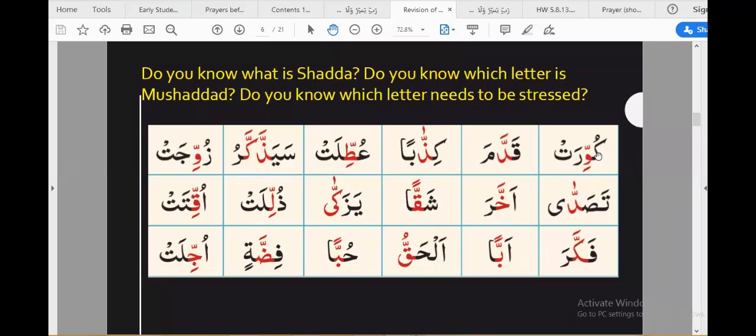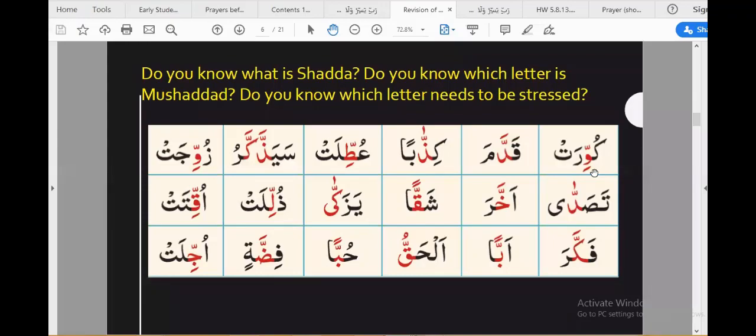So either kaf is mushaddad, is waw mushaddad, is ra mushaddad, or ta mushaddad. So there's four letters you can choose. Wow. Yes, excellent. Well done. Wow is the mushaddad letter. Can you tell me why? Because it has the W on top. Yes. And what is the W called?